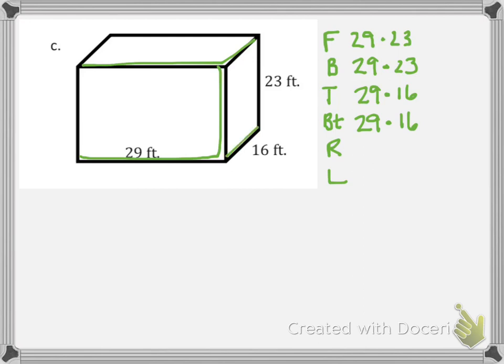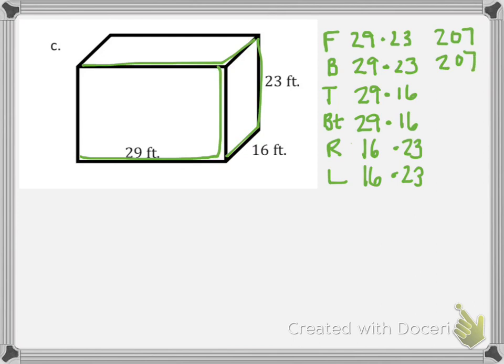Right side is a 16 by 23. So this is 16 times 23. All right, we got some big numbers here. Calculator time. 29 times 23 is 207, so that's the front, and 207 is also the back.